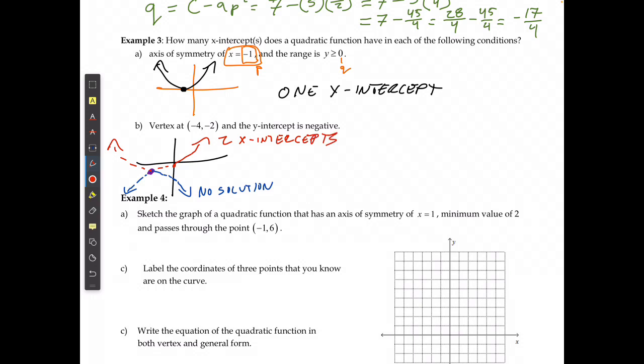So in this case, I actually don't have enough information to determine whether it's two x-intercepts or no x-intercepts. I just know that it can't be one x-intercept. There's just not enough information for it to be definitive.